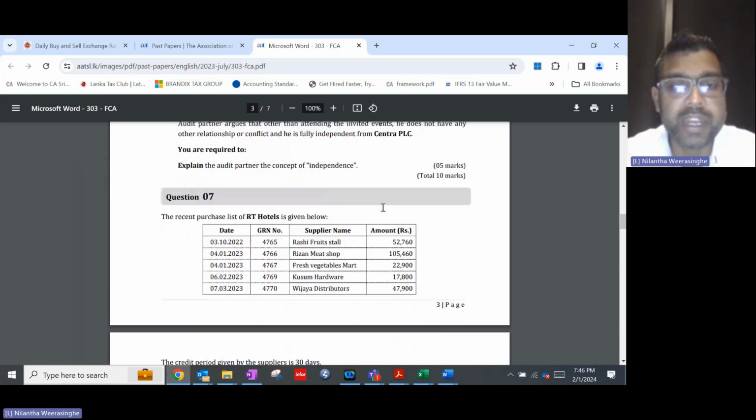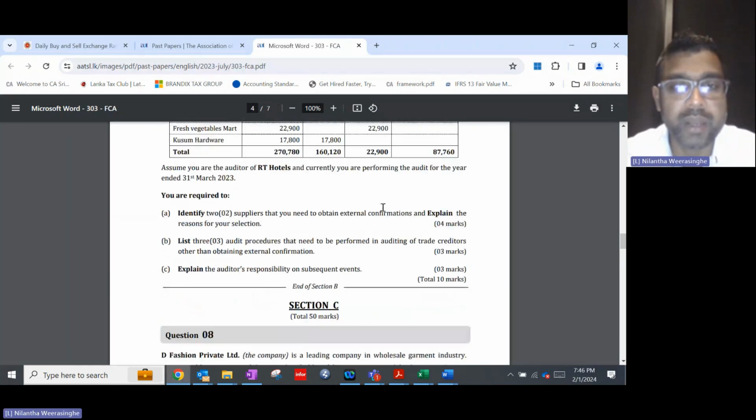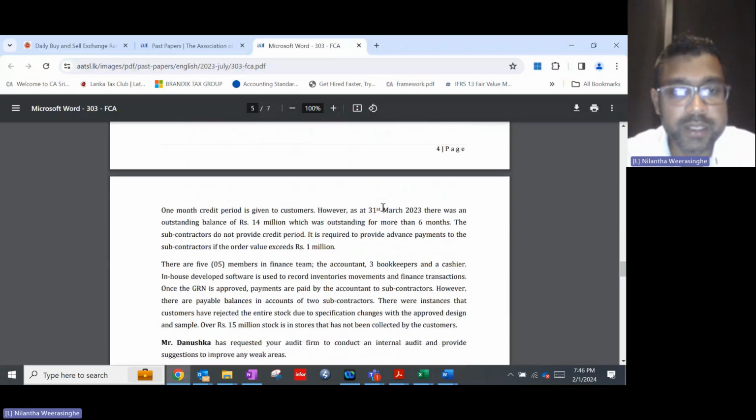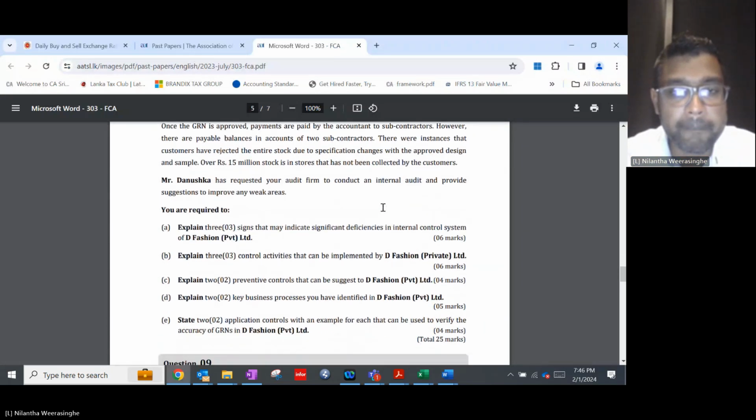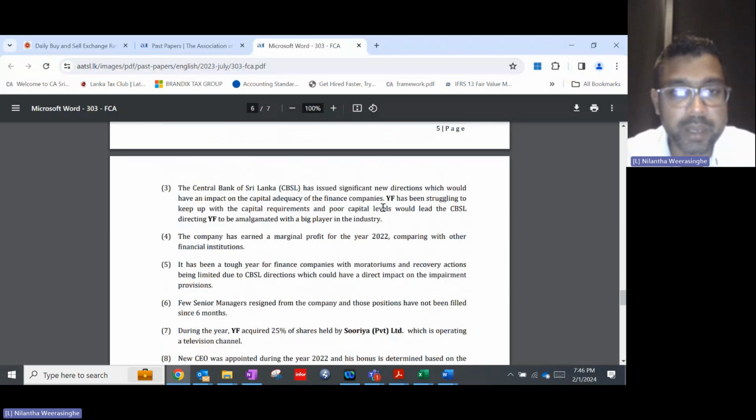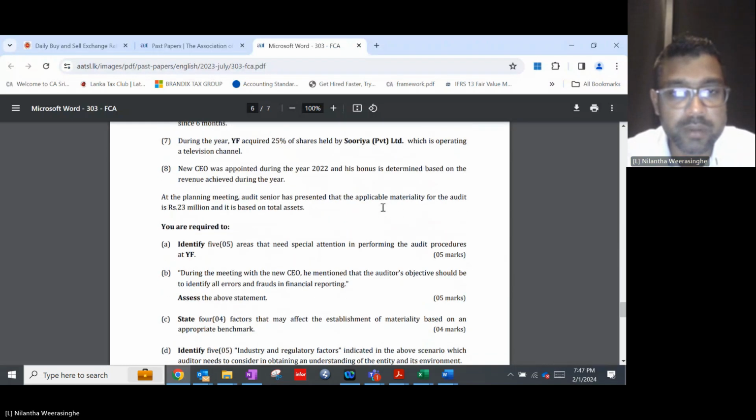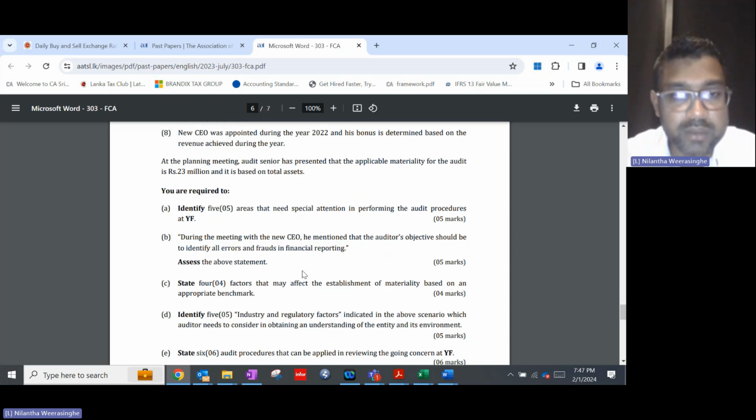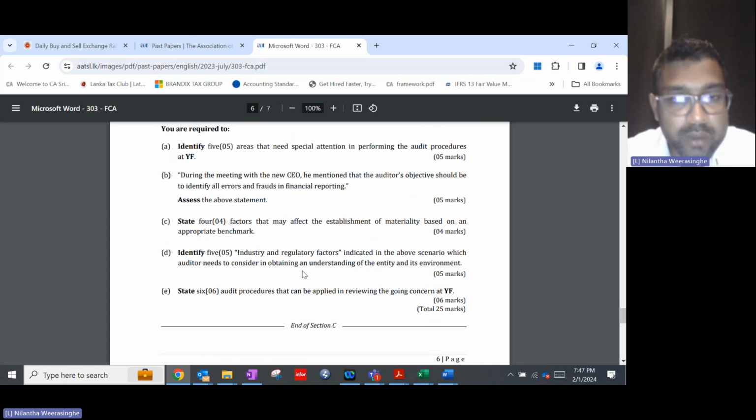It is also a mandatory question. Today's focus is to go through mandatory questions, right? Fine. Here, question number 9, I believe. Yeah, here. During the meeting with CEO, he mentioned that auditor's objective should be to identify errors and frauds in financial report. All right, what is not the case? Audit report.